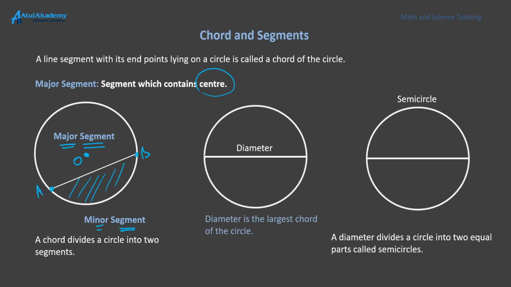Now diameter is also a chord, which is the longest chord of the circle, because this diameter divides the circle into two equal parts, two equal segments, which we call semicircles.